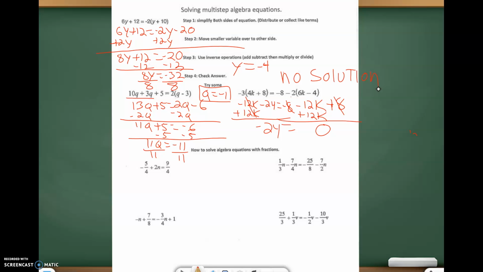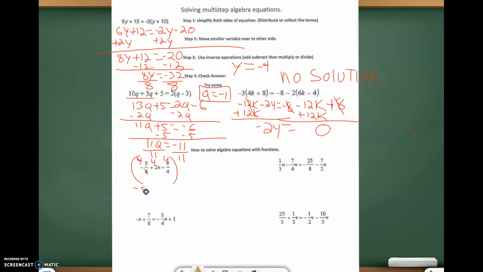Now, I got a little trick that I use when I do fractions. I find the common denominator, I multiply it by all the terms, and then I solve the problem. So, let me show you what I'm talking about here. Common denominator here would be a 4, right? So I'm going to multiply everything by 4. Well, see what happens here is the 4 cancels out.